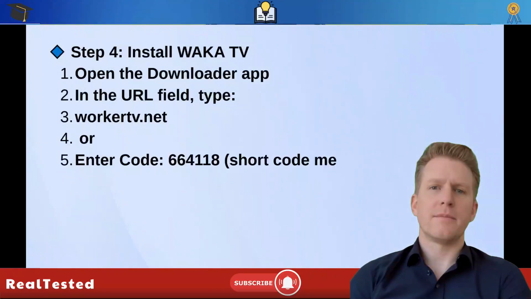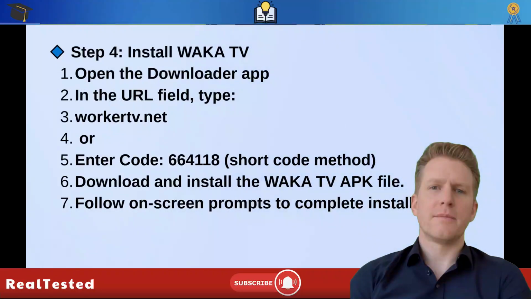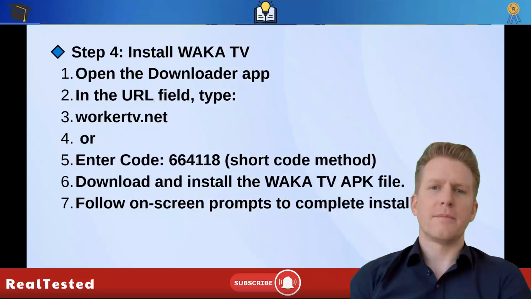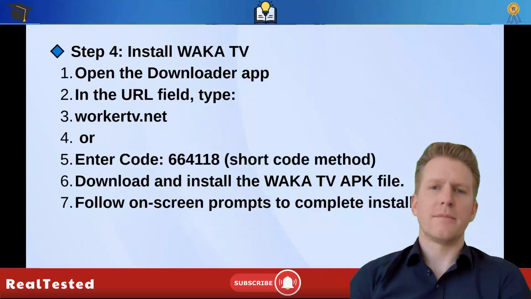In the address field, type workertv.net or simply input the numeric code 664118. This action directs you to the download site where you can acquire the Waka TV APK file. Once the download finishes, follow the on-screen instructions to complete the installation.